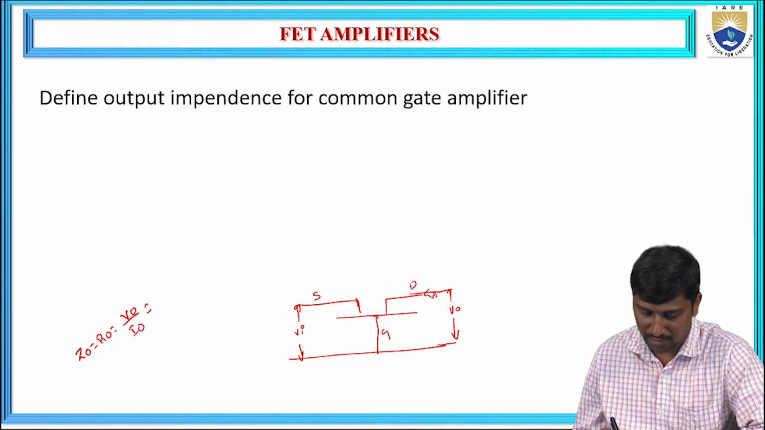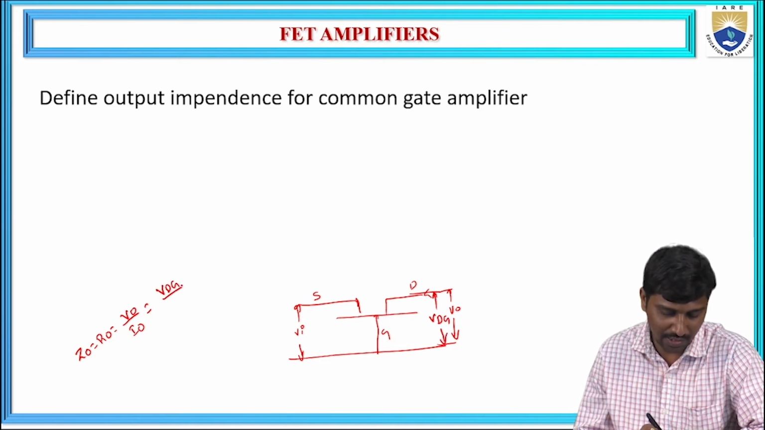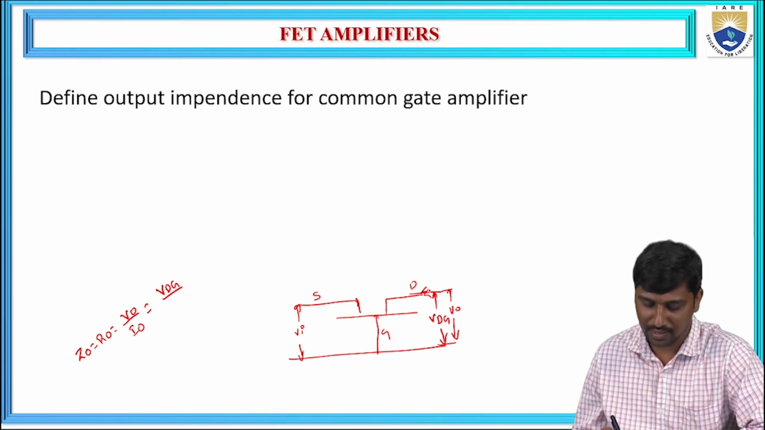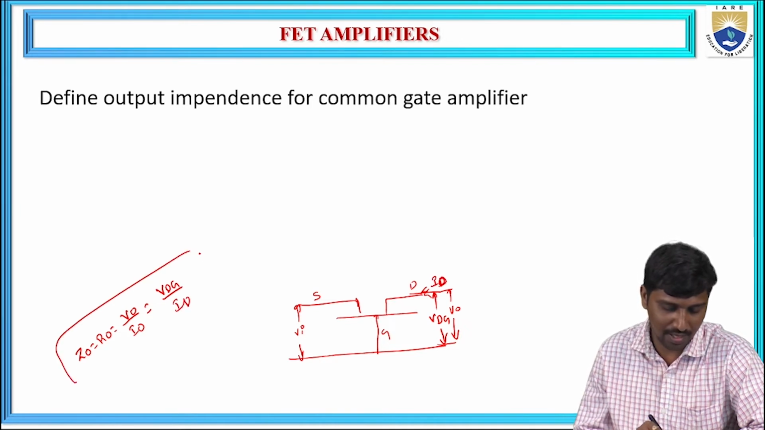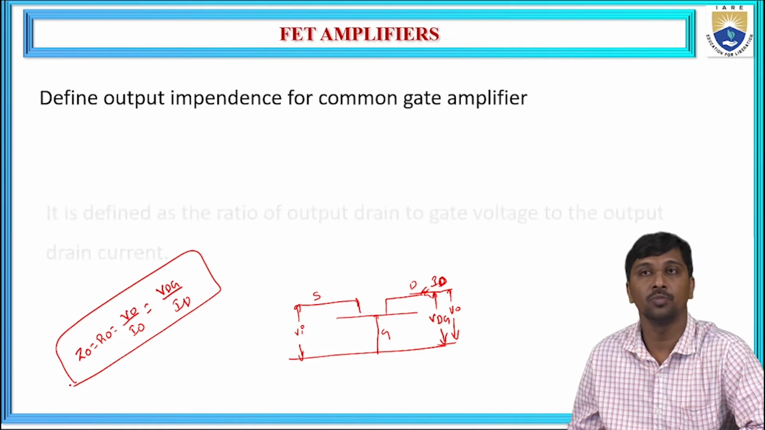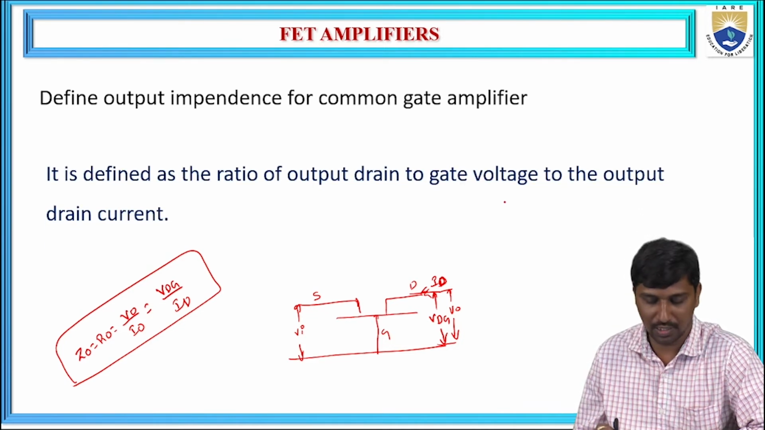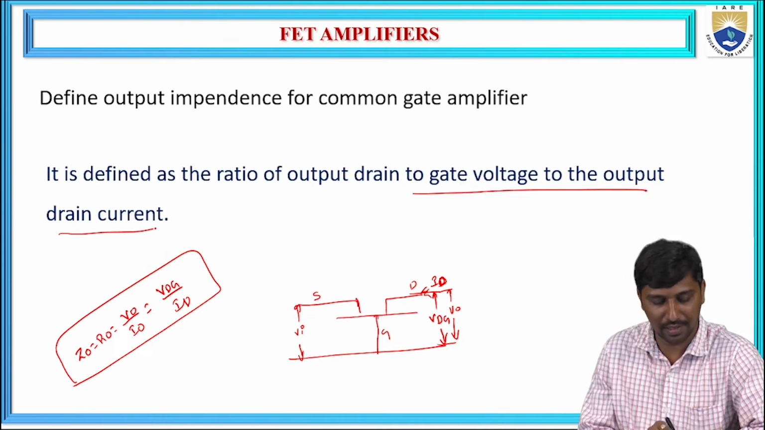What is the output voltage? The output voltage is measured between drain and gate. It is represented as VDG. And the output current is measured across the drain, represented as ID. Hence, it is defined as the ratio of the output drain-to-gate voltage to the output drain current.